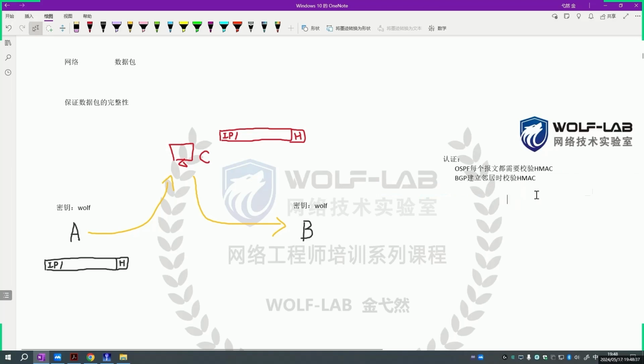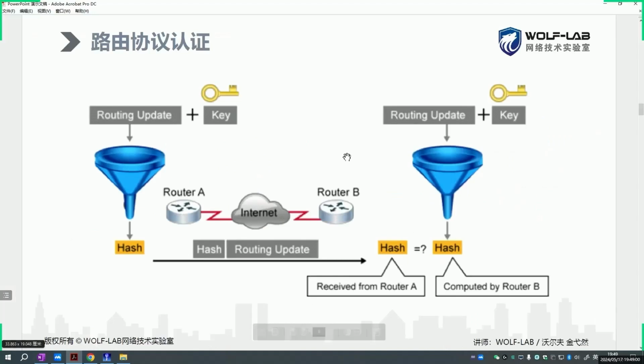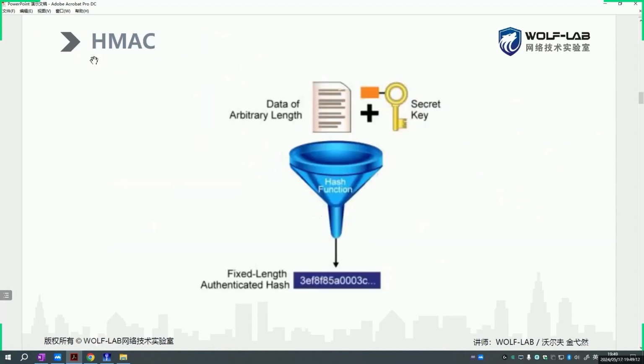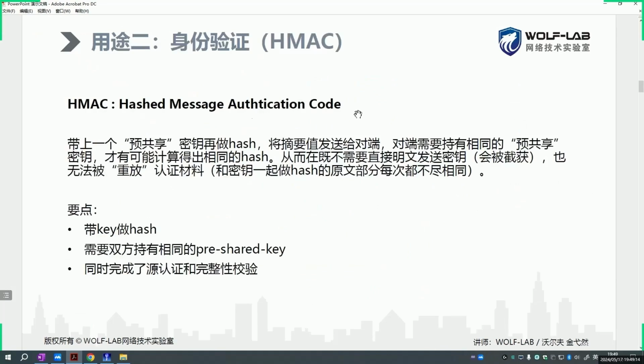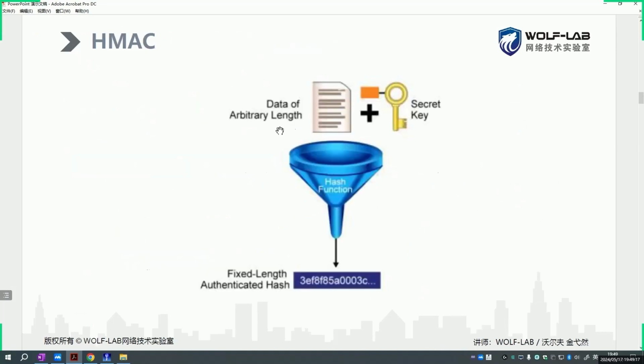So in BGP, this feature borrows TCP's option 19 for verification. In BGP, we can set a password for each neighbor. This is done during neighbor establishment, while in OSPF, every packet needs verification. So overall, between routing protocols, if we go for authentication, it is done through HMAC for verification. So it's what it is, a hash with a pre-shared key.